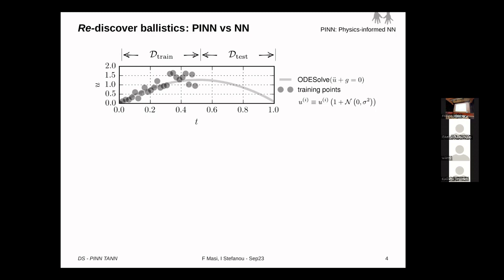And so we would like to train neural networks and their physics-informed counterpart. But before that, let's make a step backwards, really backwards, and go back to how we historically discovered this kind of governing equation.